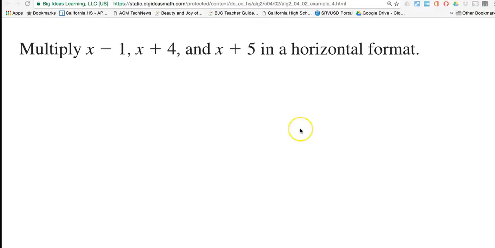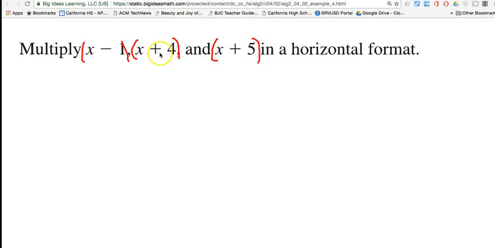All right, so you've done substitution and you've done addition. Now you're going to go ahead and multiply in a horizontal format as opposed to the vertical format that you just looked at. So now we've got three different polynomials right here. We've got our first one, x minus 1, our second one, x plus 4, and our third one, x plus 5.